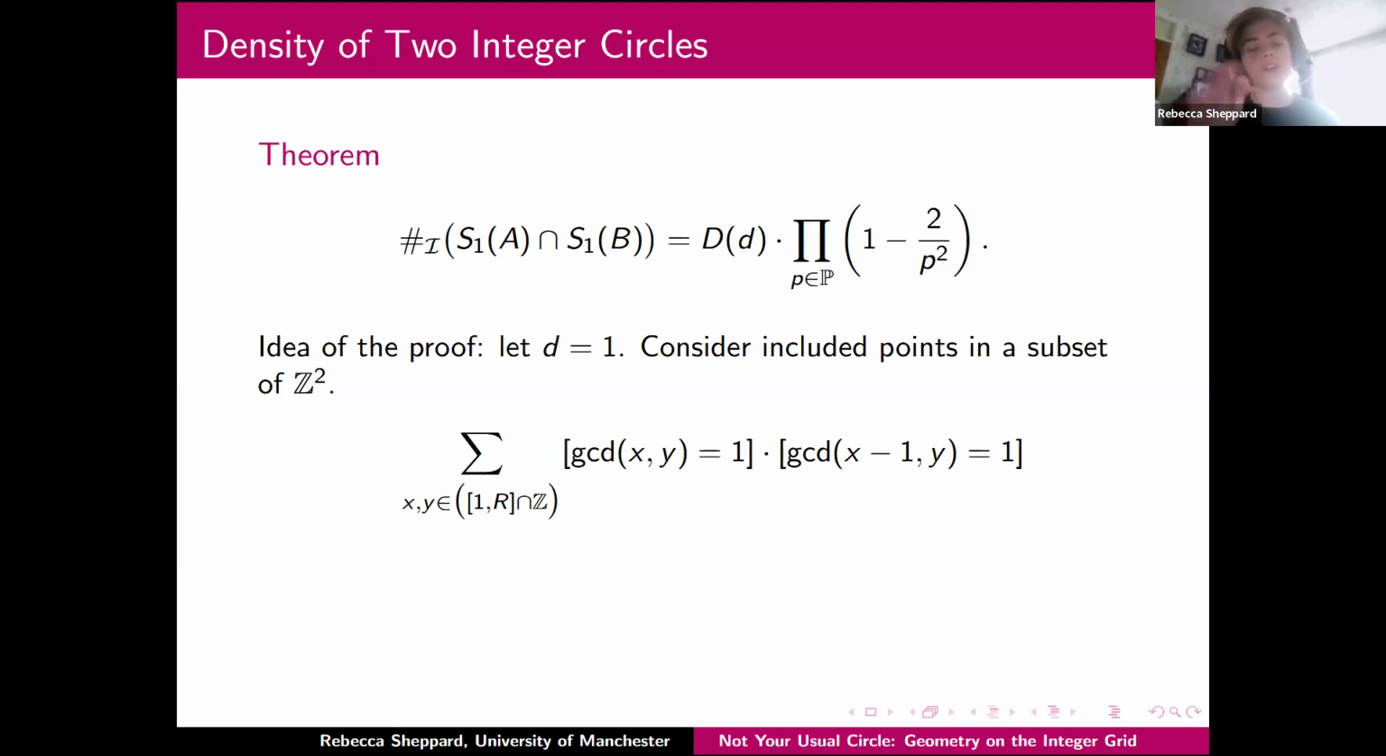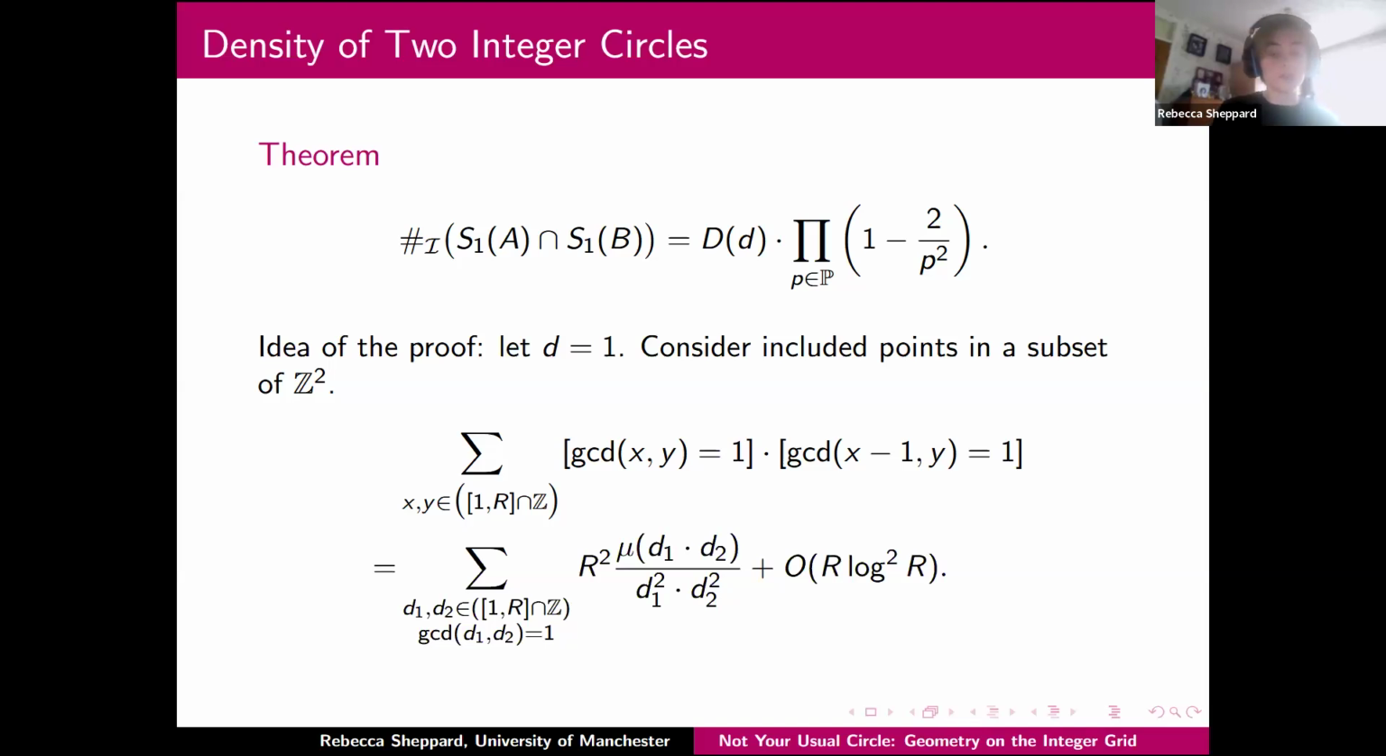So we have the sum for x and y belonging to the intersection of the interval 1 to r and z, where in square brackets, the greatest common divisor of x and y is 1, and the greatest common divisor of x minus 1 and y is 1. So we're counting points in which the greatest common divisor of x and y is 1, and the greatest common divisor of x minus 1 and y is 1. This is because of the link between the greatest common divisor function and integer length, which allows us to express it this way. This is the same way of saying the integer distance between a point x, y and the origin is 1, and the point x, y and the point x minus 1, y is 1.